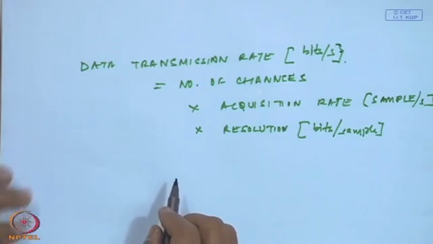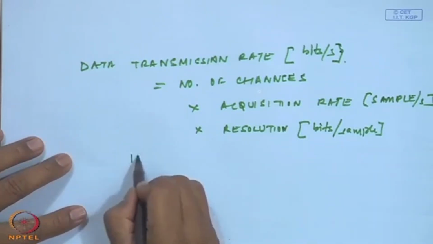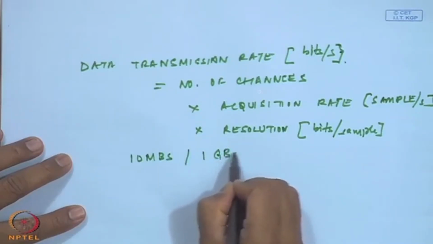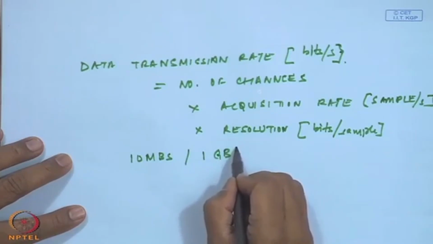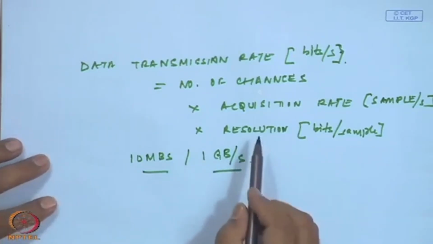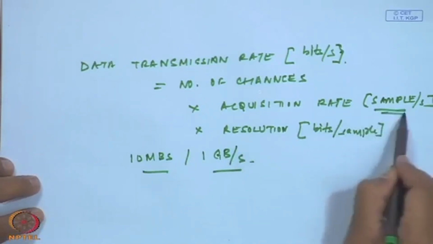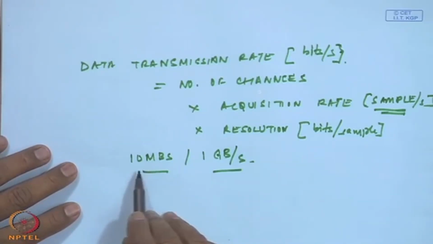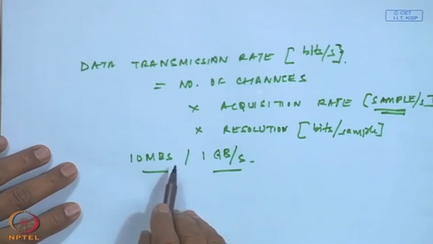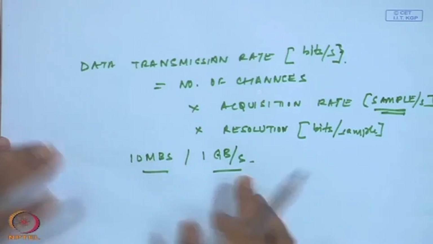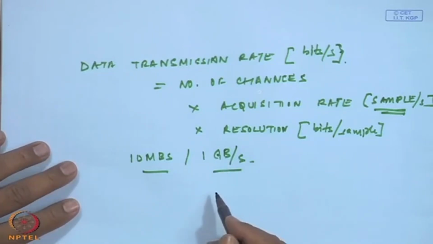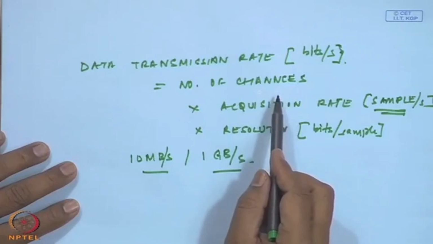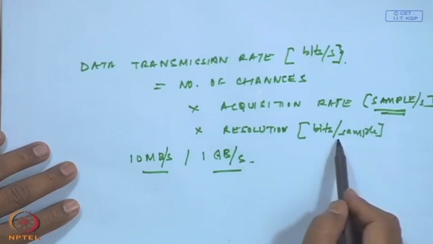Usually when we use wireless for data transmission, we have a maximum rate of about 10 Mbps or 1 Gbps. So we can decide what the sampling rate would be, and this is the limitation of present-day wireless transmission as to the maximum data transfer rate available to us, which is about 10 Mbps or 1 Gbps. This depends on the number of channels of data you are transferring, the acquisition rate and the resolution.